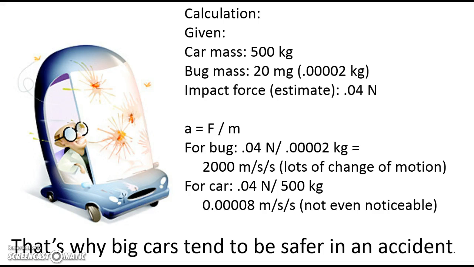Okay. So the moral of that, or just a conclusion, is that's why big cars tend to be safer in an accident than a small car, or particularly why a car is safer than being on a motorcycle in an accident. Larger mass means a smaller change in motion.